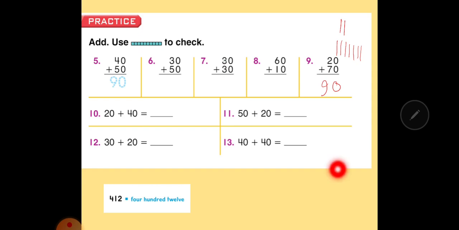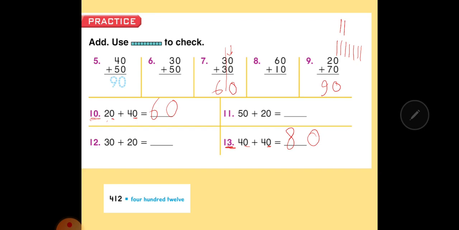Let's do this one. 30 plus 30. You can draw a line between them if you like. Start from the ones. How many ones? 0. 3 plus 3 equals 6. Okay? Can you do this one? Number 10. 20 plus 40. It's like normal adding. 2 plus 4. Okay? Start from the ones. They are 0. 2 plus 4 equals 6. I'll do this. This is what? Doubles. You have 0 here. 4 plus 4 equals 8.